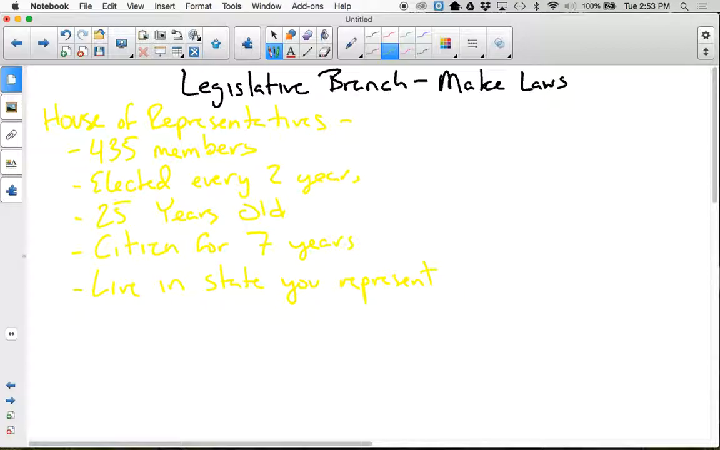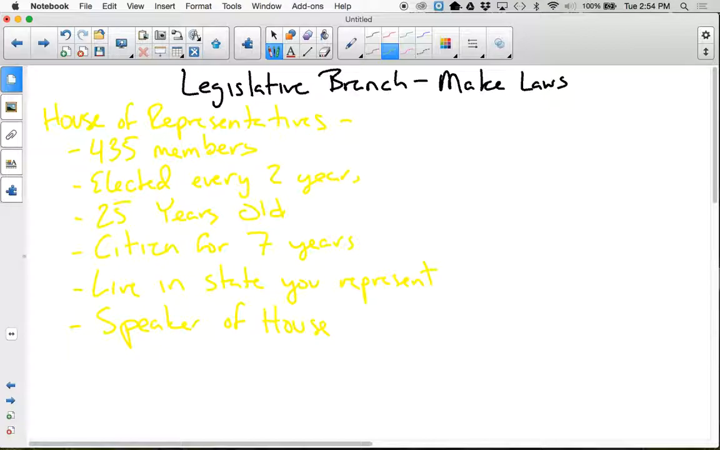The head of the House of Representatives is the Speaker of the House. The Speaker of the House right now is who? Paul Ryan from Wisconsin. That is an elected position.